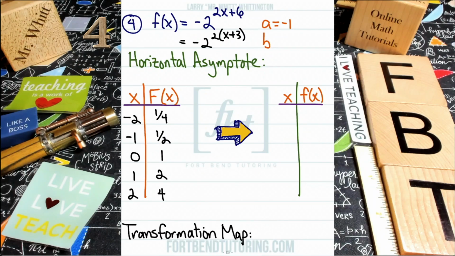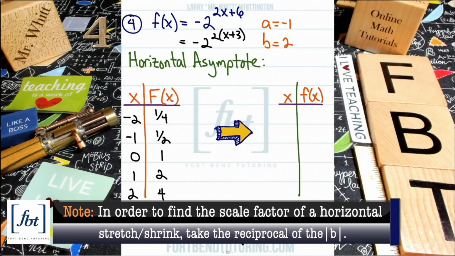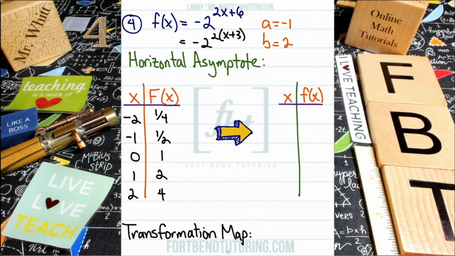Your b value is going to be 2, which means that you're going to have a horizontal shrink with a scale factor of 1/2. In order to find out that scale factor, guys, you just need to find the reciprocal of the absolute value of b. So taking the value of 2 and then finding the reciprocal of it, you get 1/2, which is the scale factor for that horizontal shrink.